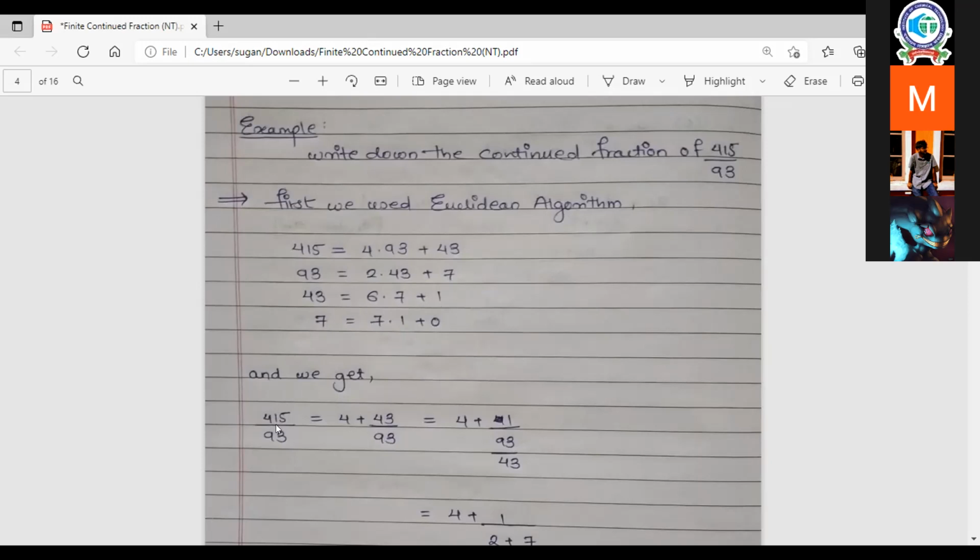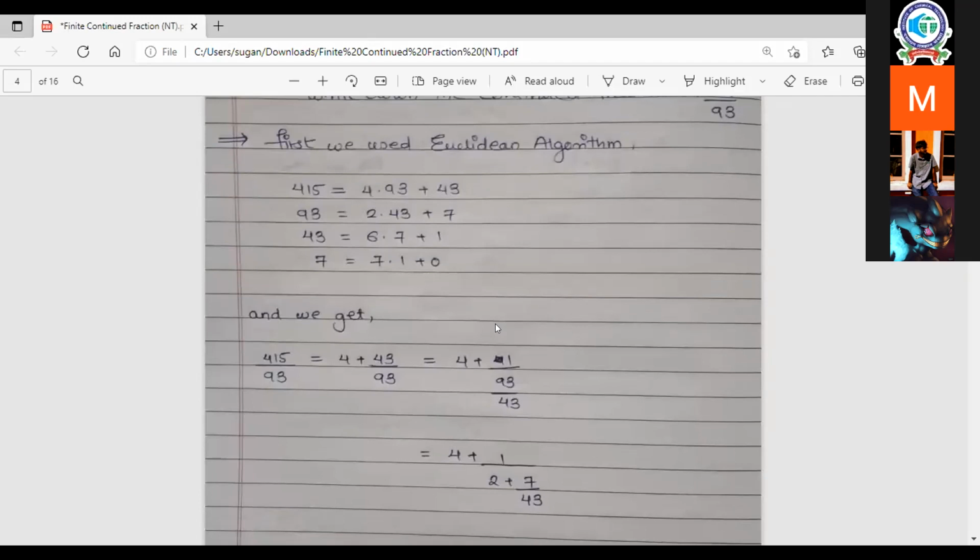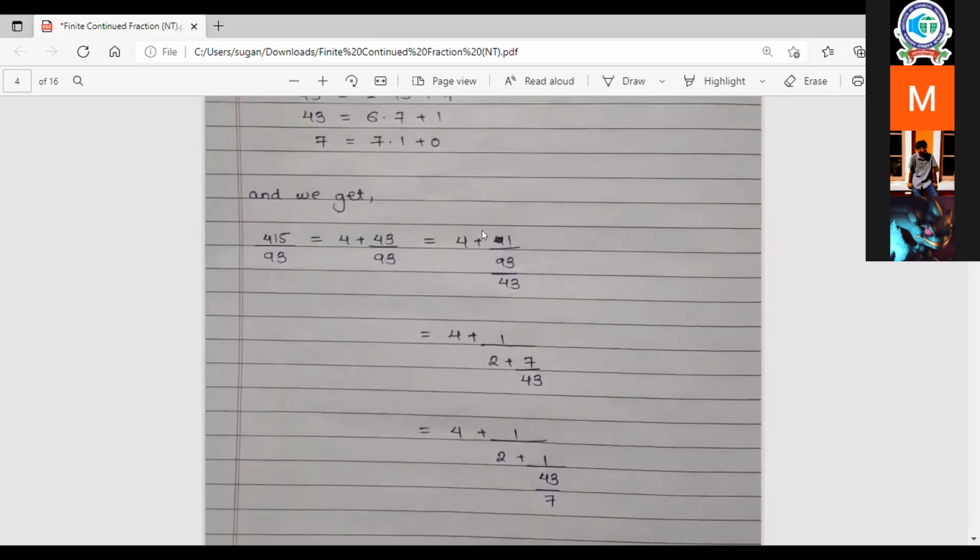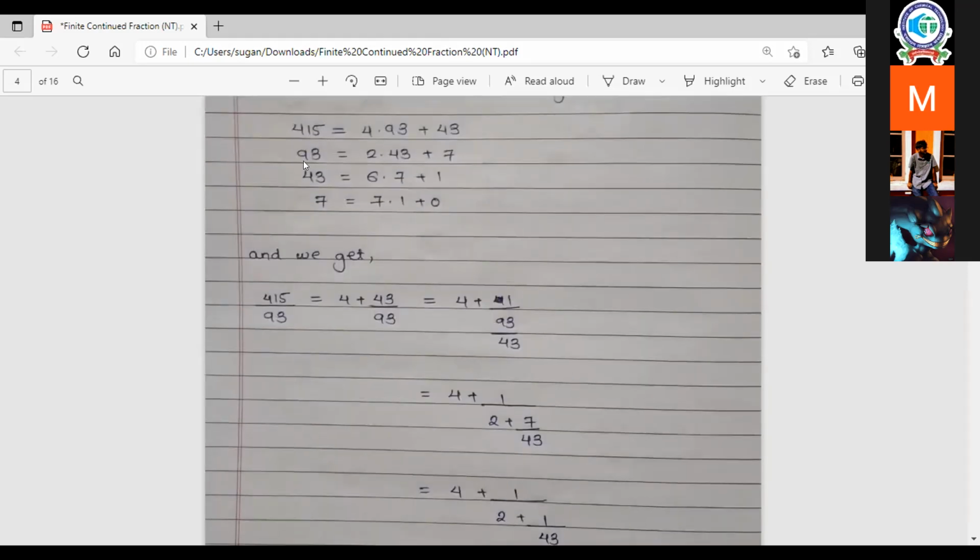So we have 415 divided by 93. If we look at here and divide this term by 93, we get 415 by 93 equal to 4 plus 43 by 93. And since we want this form, we write it as 4 plus 1 by 93 by 43. Now 93 by 43 we can compute from here. We can divide this term by 43. So we get 93 by 43 as 2 plus 7 by 43.